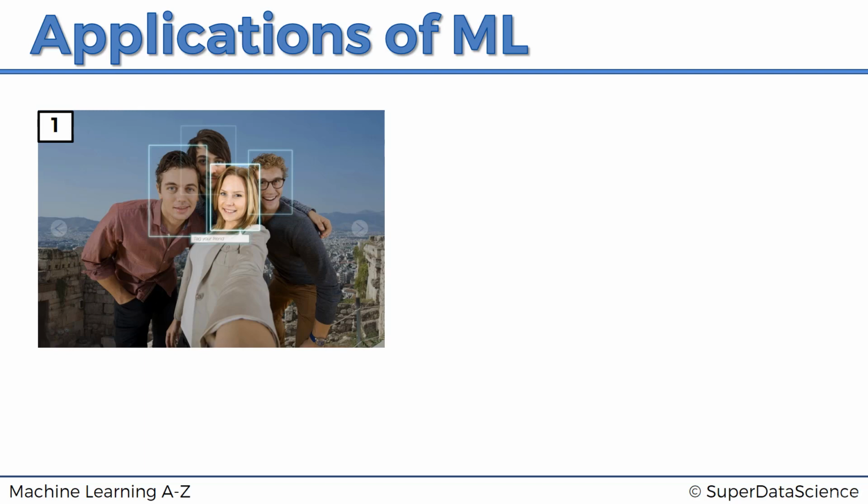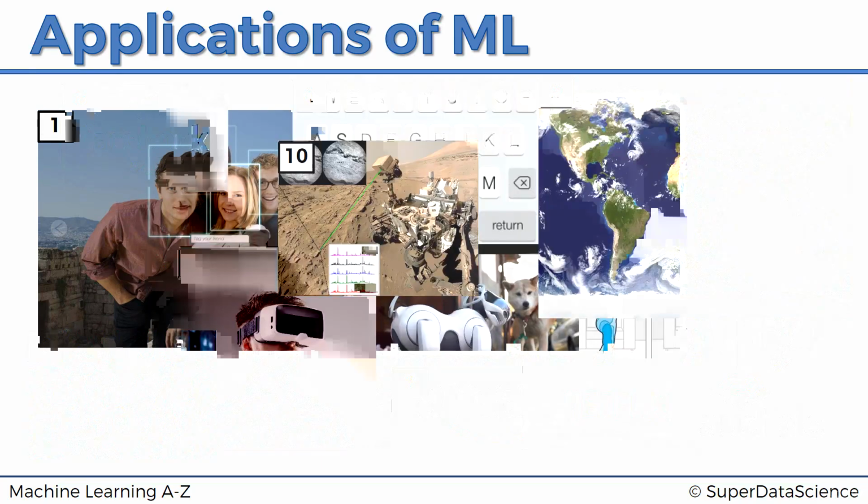Still have 8 seconds left. Wonderful. So hopefully that got you excited. That's just 10 examples of machine learning and how it's used in the real life.